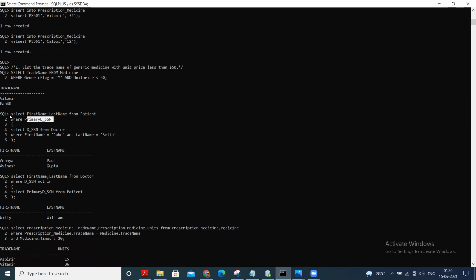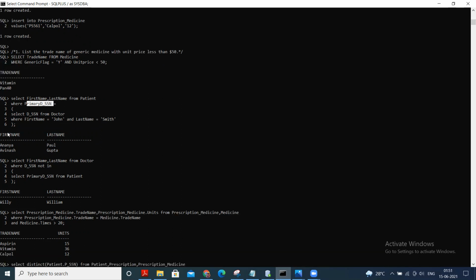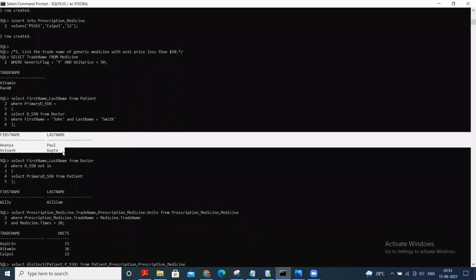Okay. So we have to select first name, last name from patient where primary DSSN is in, that is the outer query, and inside this select the DSSN from doctor where first name is John and last name is Smith. So these two are the outputs.